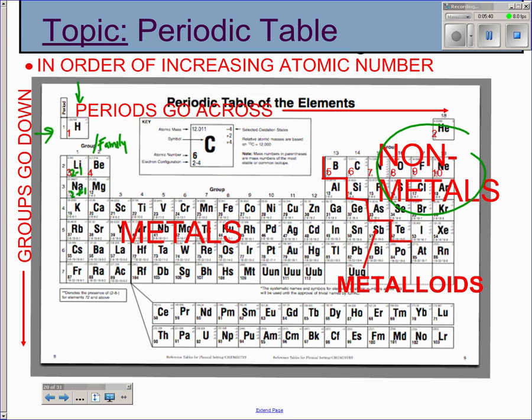See them over here? You also need to know that this step is the metalloids. You can remember the rhyme B, Si, Ge, As, Sb, Te. Again, B, Si, Ge, As, Sb, Te, those are the metalloids. You probably will need to be able to identify a metal, a nonmetal, and a metalloid.